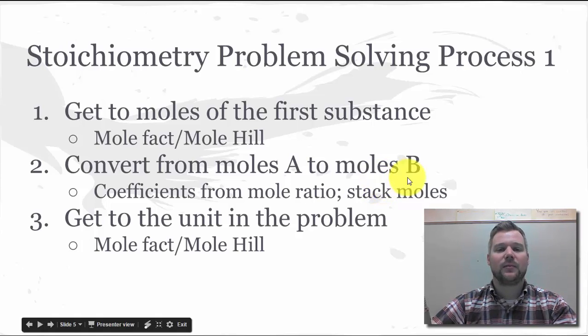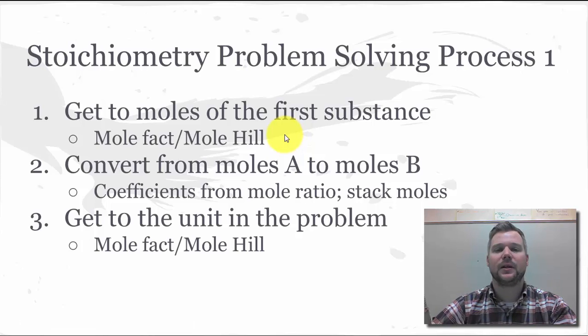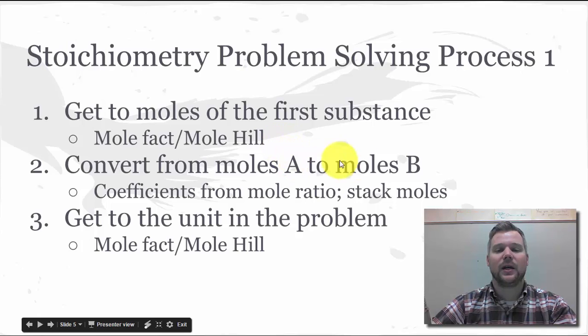To start all these problems, we're trying to get to moles. So we're going to use a mole hill or a mole fact. 1 mole is equal to the molar mass in grams of a substance. 1 mole is equal to 22.4 liters of gas. We don't do problems like this, but you could also do 1 mole is equal to a number of particles. The second step is going to be to go from chemical A to chemical B, and we do that by using the mole ratio in our balanced chemical equation. We establish our ratio using those coefficients, and that's how we set up our fraction. So that gets us from chemical A to chemical B.